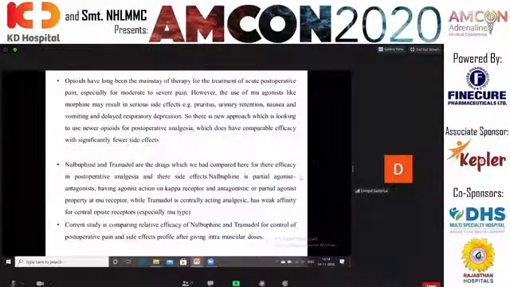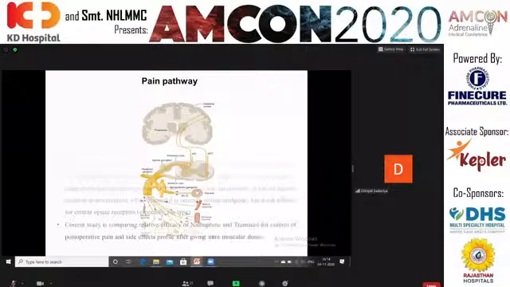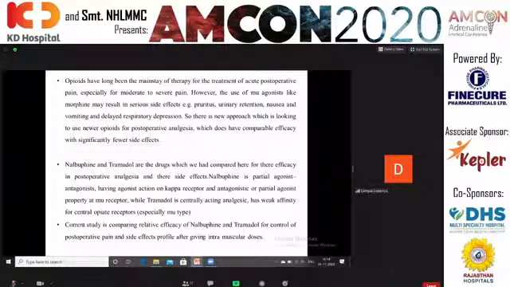Nalbuphine and tramadol are the drugs which we compared here for their efficacy in postoperative analgesia and their side effects. Nalbuphine is a partial agonist-antagonist, having agonist action on kappa receptors and antagonist or partial agonist action on mu receptors, while tramadol is a centrally acting analgesic which has weak affinity for the central opioid receptors. The current study compares the efficacy of nalbuphine and tramadol for control of post-operative pain as well as the side effect profile after giving their intramuscular doses.